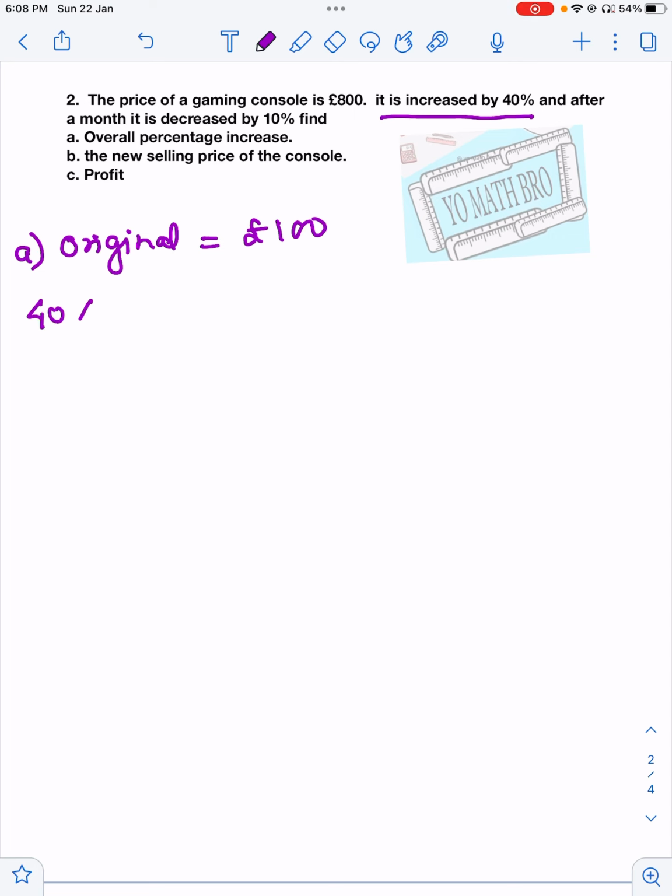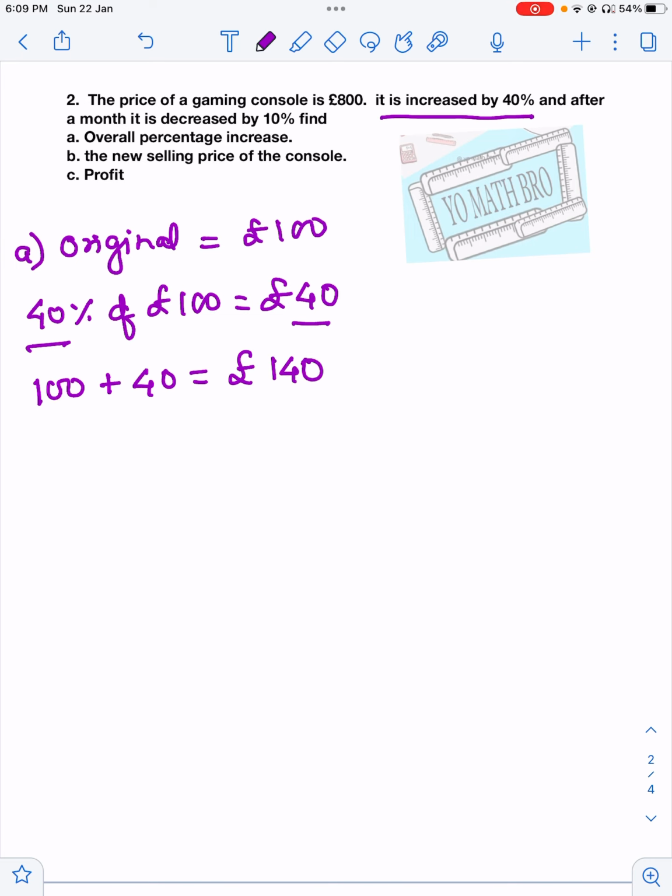So I find 40% of £100, which I can directly write now as £40. As I told you, any percentage out of 100 gives the same answer. 40% of 100 is 40. Now, as this was an increase to the original, I will add. Increase means addition. So I get my new price £140. But what happened after a month? After a month, it was decreased by 10%.